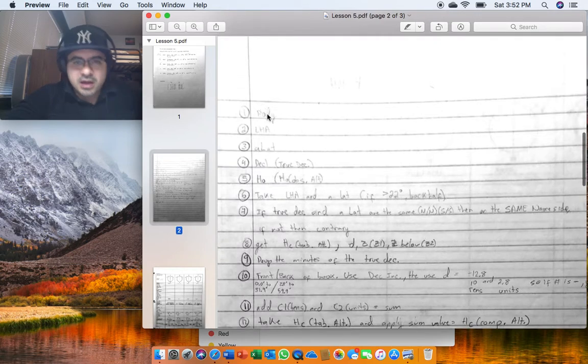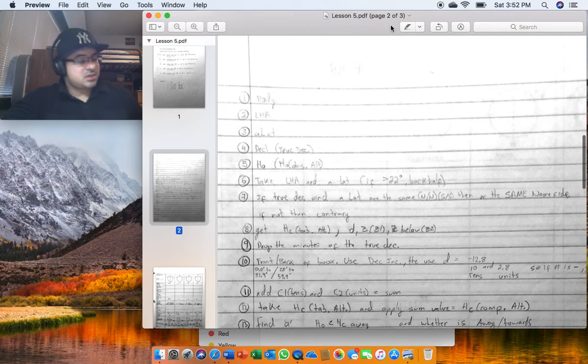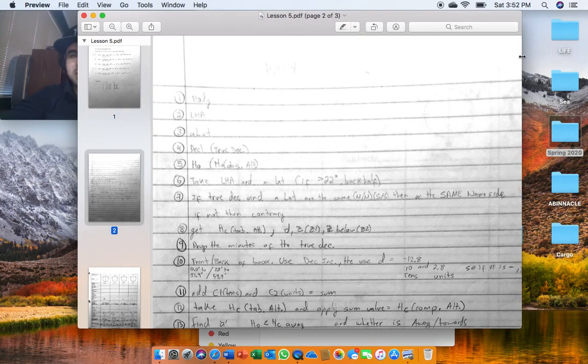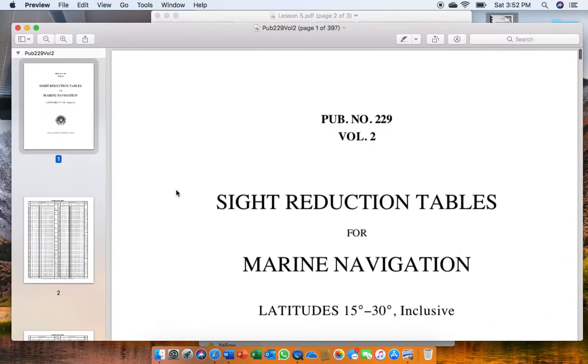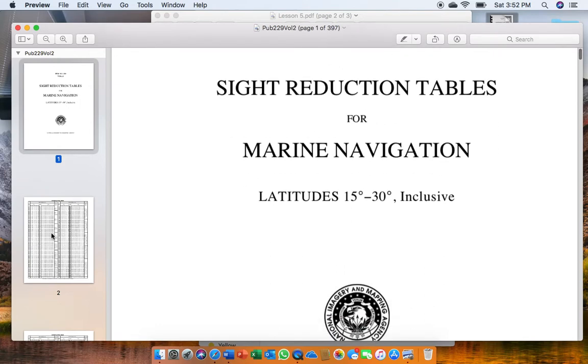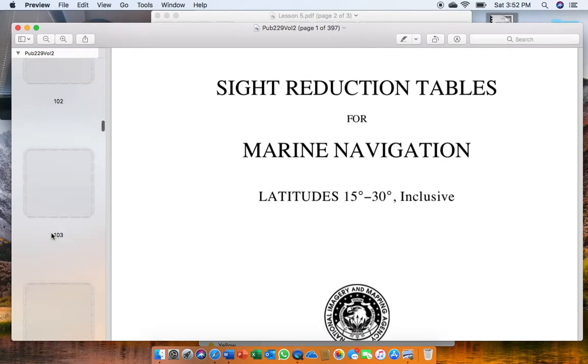Now, you're going to have to rewrite this for yourself unless you cannot see it. So you have your body, your LHA, your A latitude, your declination, your observed altitude. And so now we're going to use this book, the red one, right? And I have it here as well. You can find it on the drive under publications, I think, or you can just Google it, Psi Reductions Volume 2. It's on PDF.